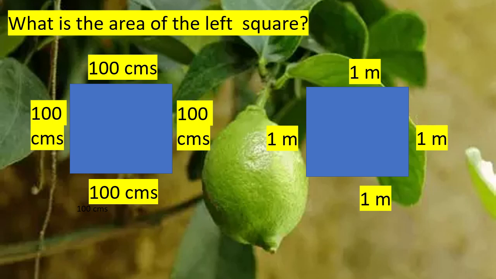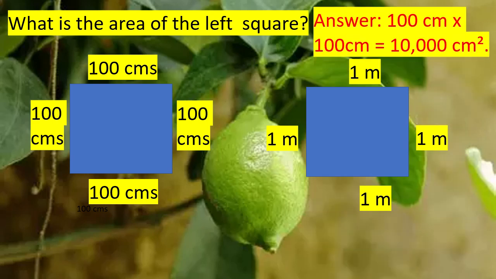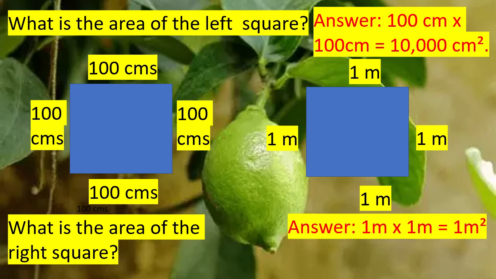So what is the area of the left square? 100 centimeters by 100 centimeters. So the answer to that is 10,000 centimeters squared. 100 times 100, so 1 and 4 zeros. Okay, so the area of the square on the right is 1 by 1 equals 1 square meter. So we can say 1 square meter equals 10,000 square centimeters.